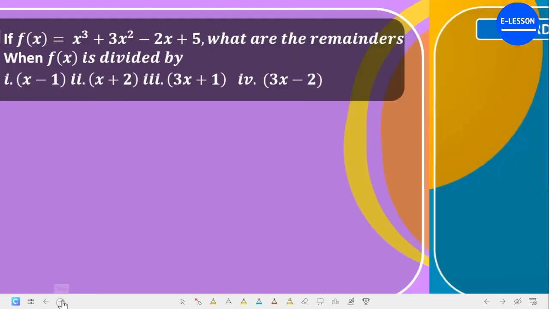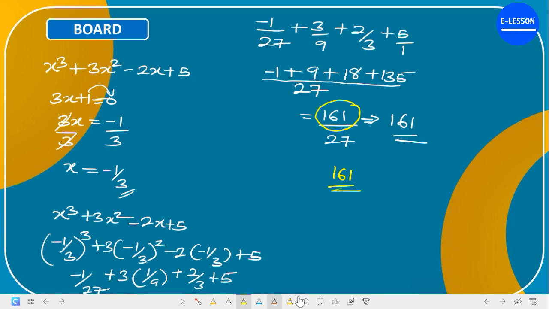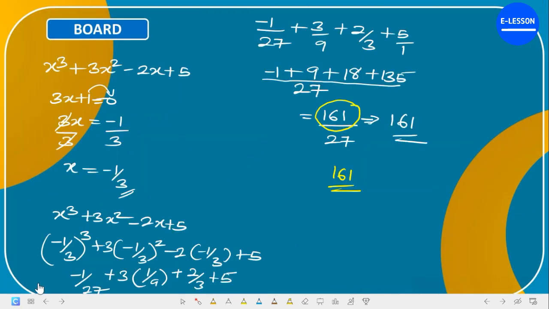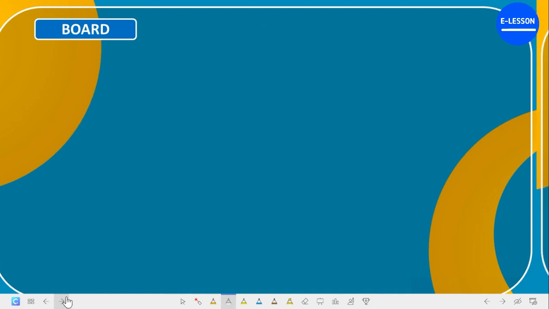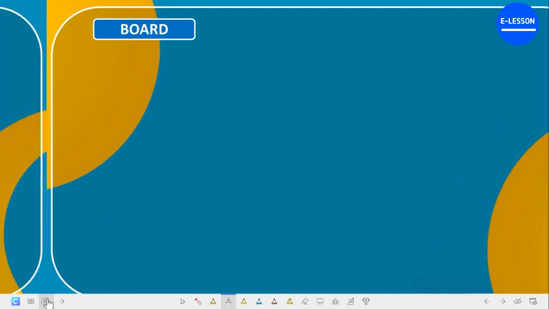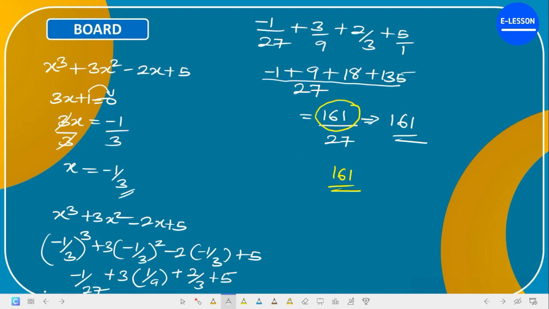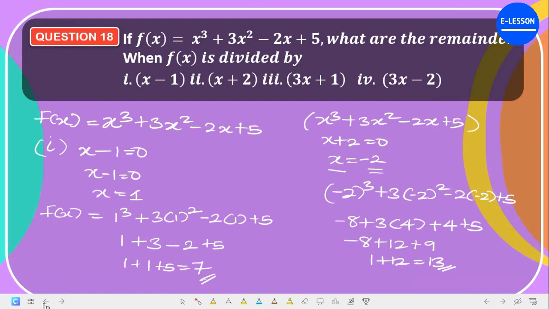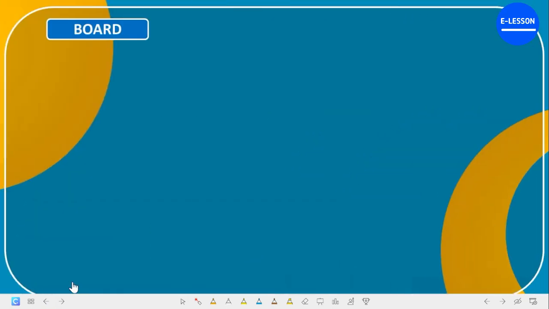The next is 3x minus 2. What will be the remainder for that case? Given that we have x cubed plus 3x squared minus 2x plus 5, divided by 3x minus 2. What do you think the remainder will be in this case?